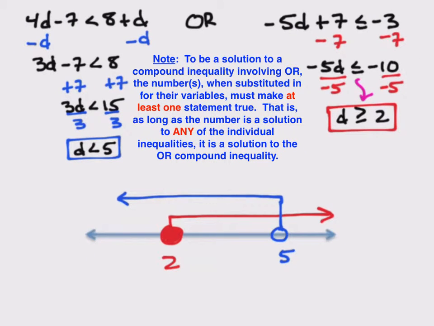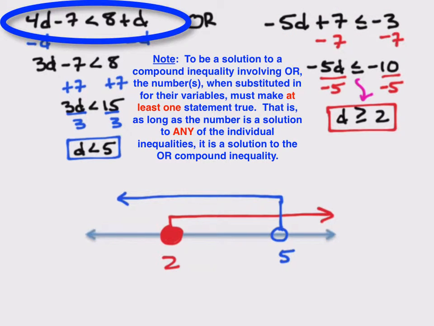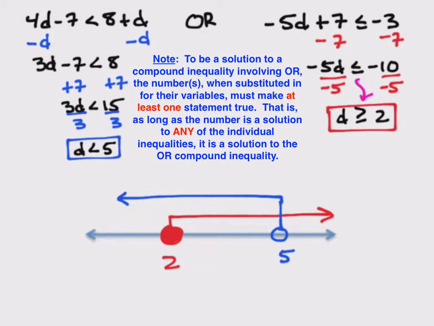Again, any number in red is a solution to negative 5d plus 7 is less than or equal to negative 3. Any number in blue is a solution to 4d minus 7 is less than 8 plus d. So if a number has been colored at all, then that number is a solution to this or compound inequality. Well, when I look at this number line, I think that every single real number has been colored at least once. So in this case, we would say that all real numbers are solutions to this compound inequality.